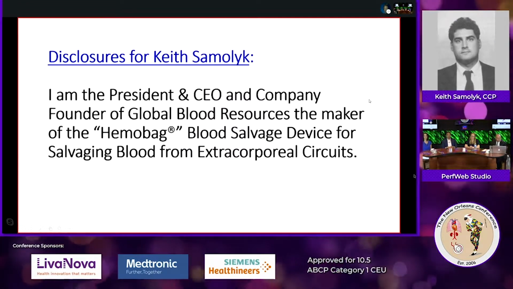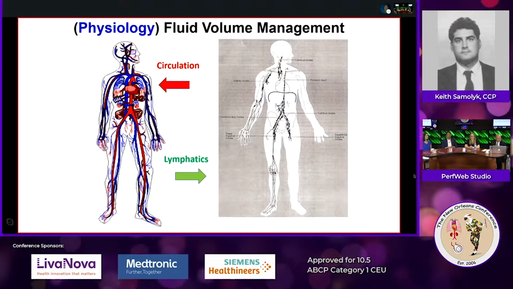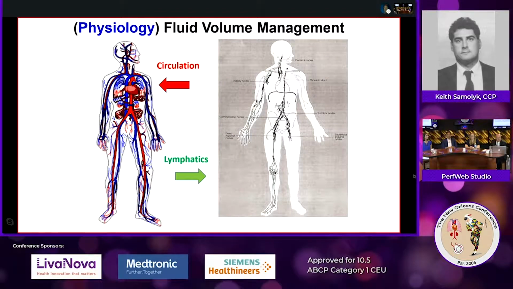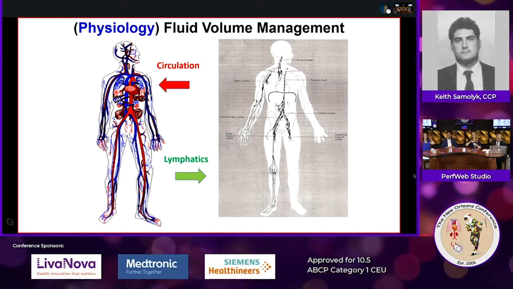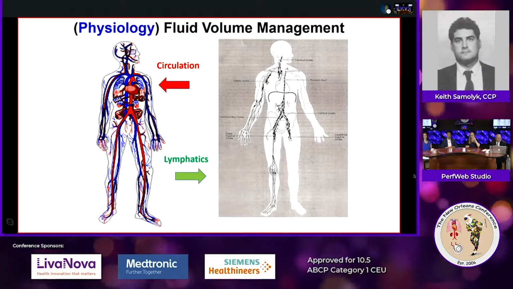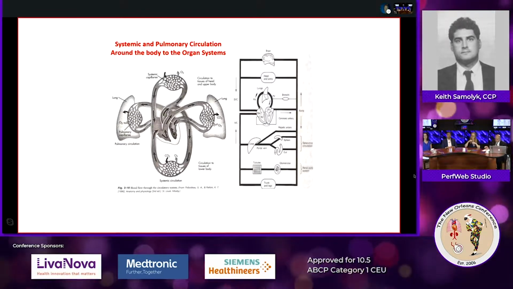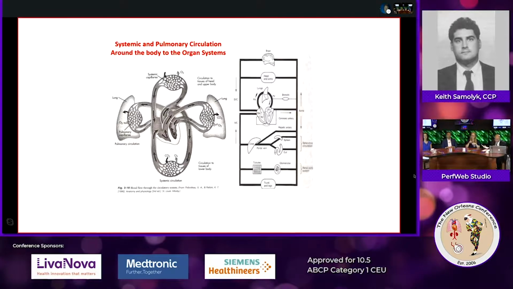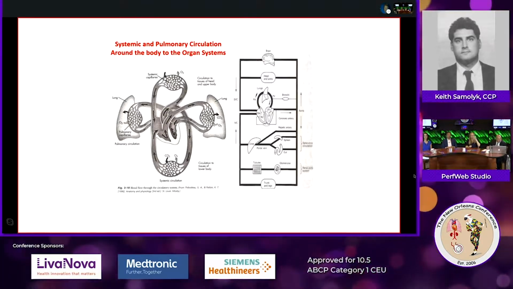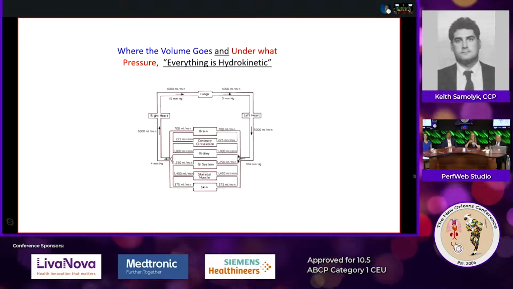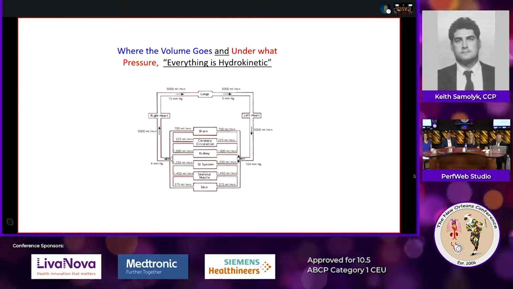There we go. Again, my disclosures. So this part of the talk is going to be more on the physiology of fluid volume management. As you can see in this picture, you have circulation and you have lymphatics. And of course, we have two circulations: systemic circulation and pulmonary circulation, around the body to all the organ systems. And of course, where the volume goes and under what pressure, everything is hydrokinetic.